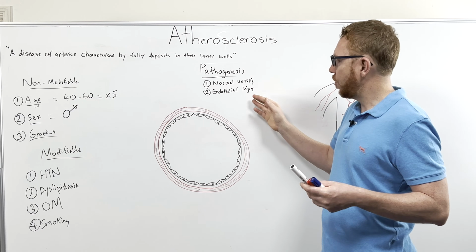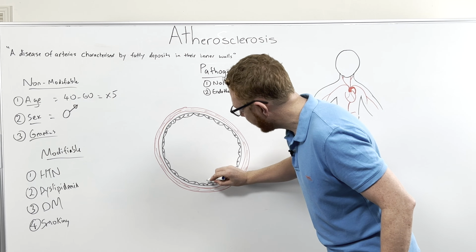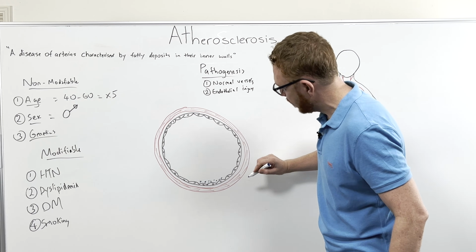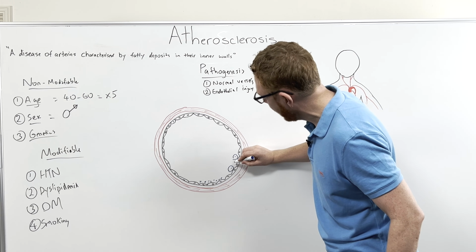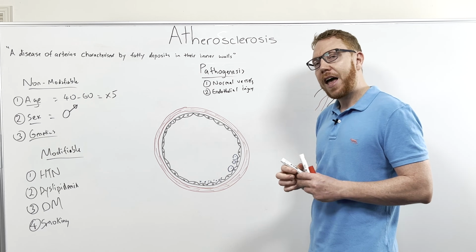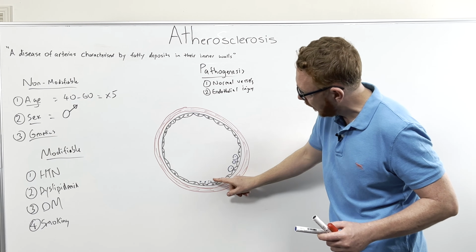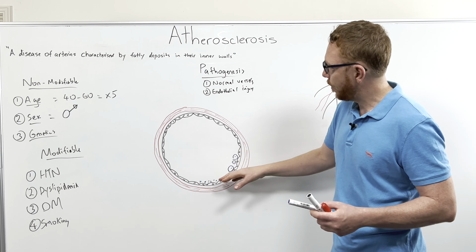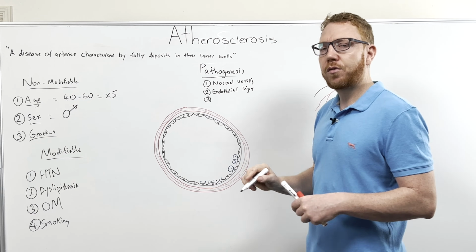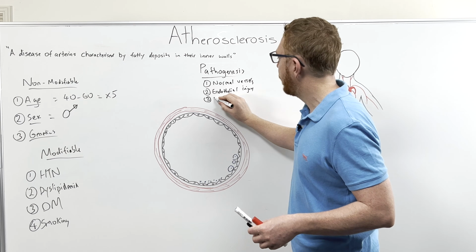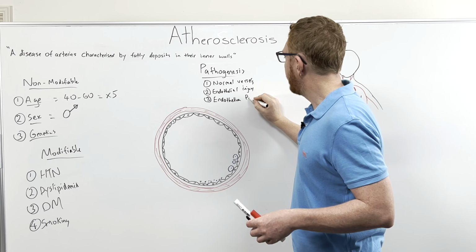Now what happens when we get the injury? We start to have things stick to it. So platelets will start to stick to the endothelial cells. Bigger cells like white blood cells will start sticking to the endothelial cells. And what they might start to do is release growth factors. They release growth factors into the wall or the intima of the blood vessel, and that's going to lead us to step 3. Step 3 is basically making the endothelium permeable. Endothelium becomes permeable.